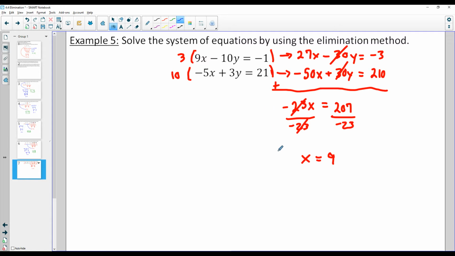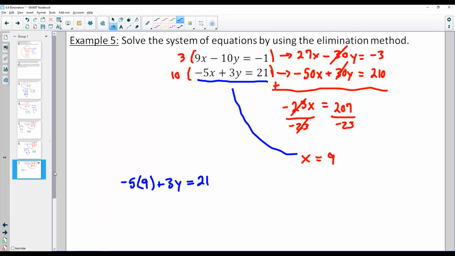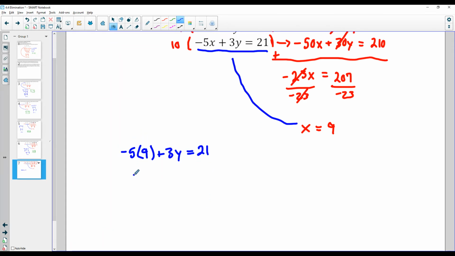Again, we need to find our y value, so plug it into whichever one you think is easier. Again, I'm just going to plug it into this bottom one, but you could plug it into either one. So we're going to have negative 5 times x, which we just found out is 9, plus 3y equals 21. Negative 5 times 9 is going to be negative 45, plus 3y equals 21.